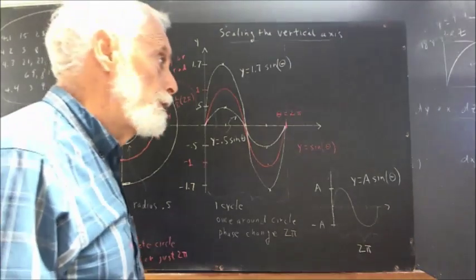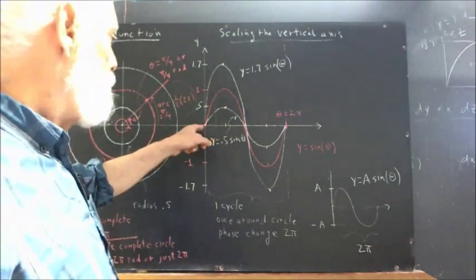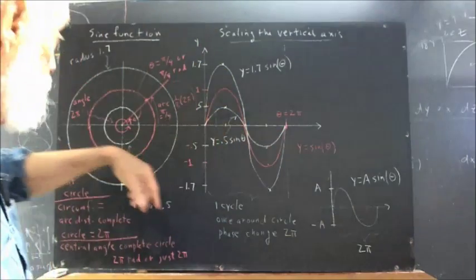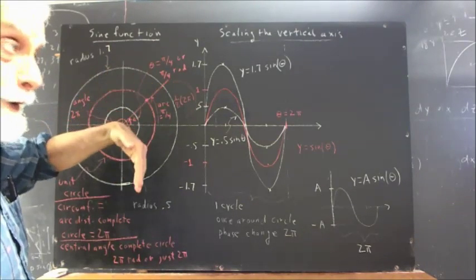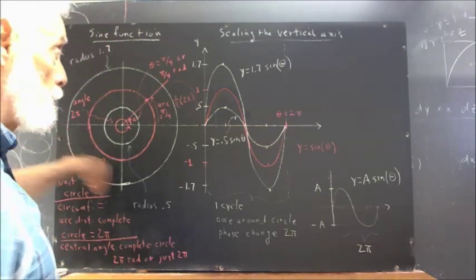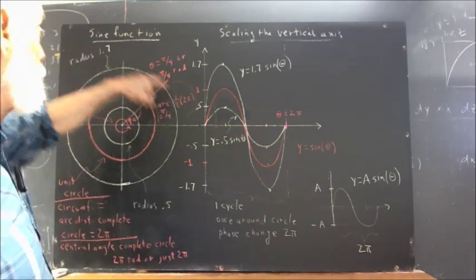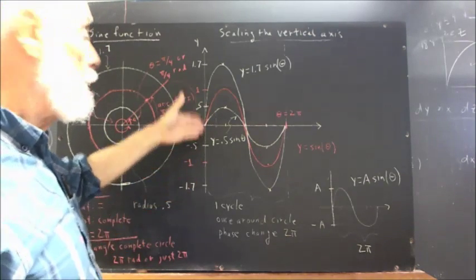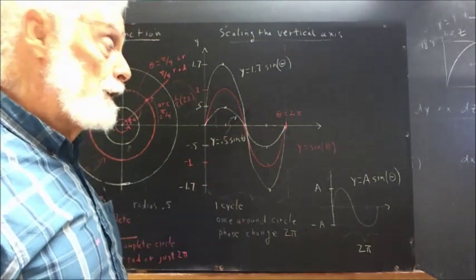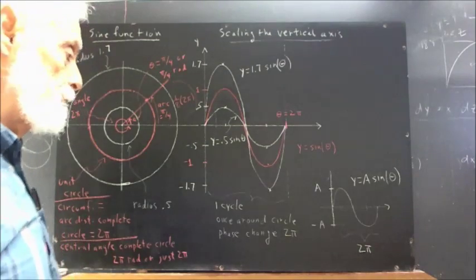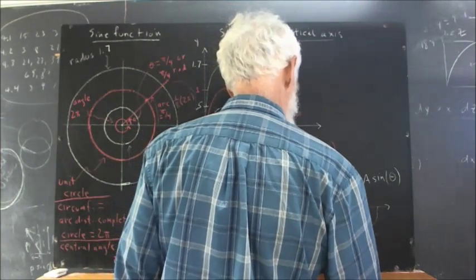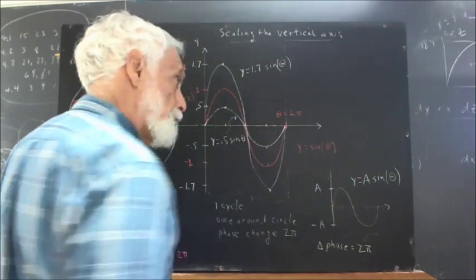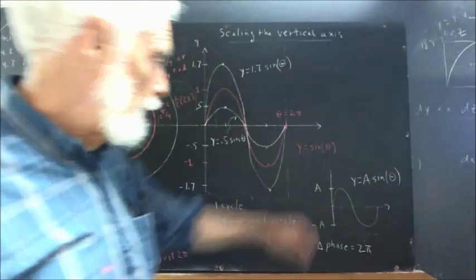Now, I did have a note down here, and I will draw your attention to it, that if we have one cycle of any sine function, then that sine function had to be generated, or could have been generated, by a corresponding reference circle. And one complete cycle around the reference circle corresponds in a way that's very obvious to one complete cycle of the sine function. So I'll say delta phase equals 2 pi. The change in the phase is 2 pi between here and here.